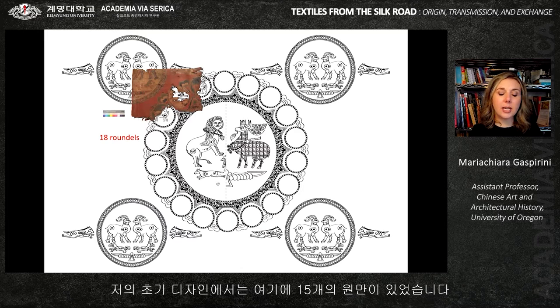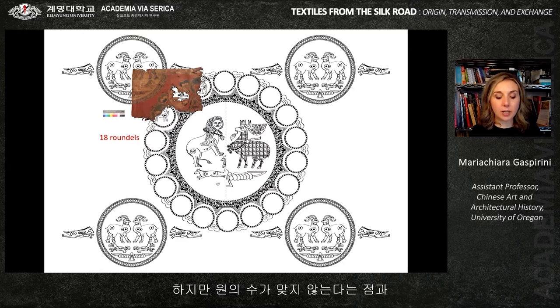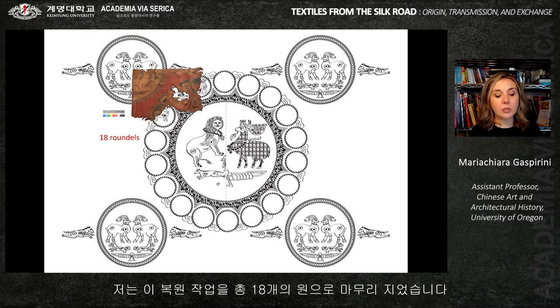I had initially designed 15 identical roundels. However, by taking into account that the roundels were uneven and by looking at other fragments with a similar composition, I ended my reconstruction with a total of 18 roundels.